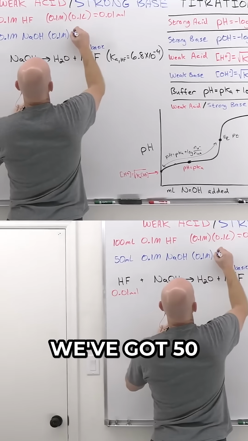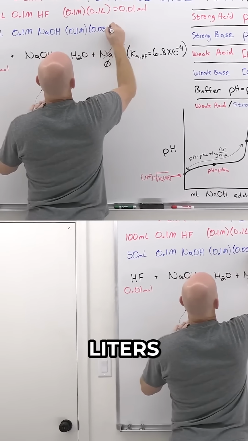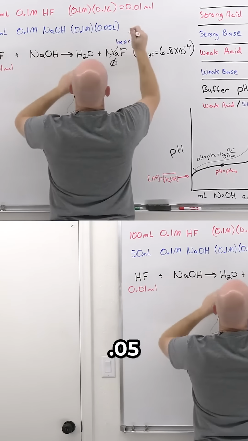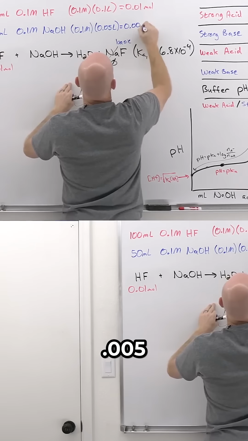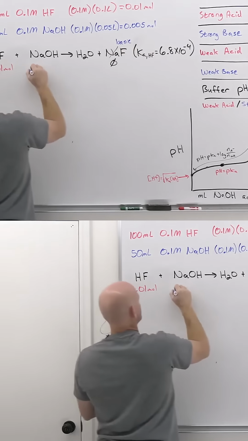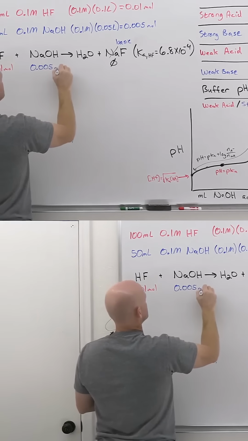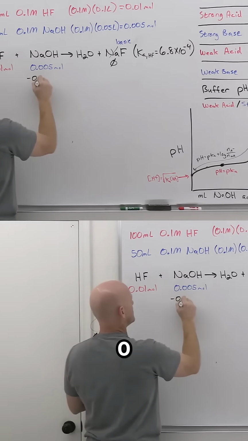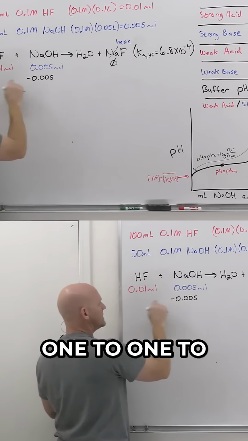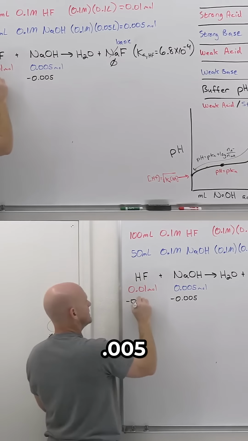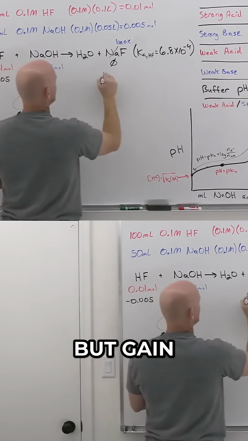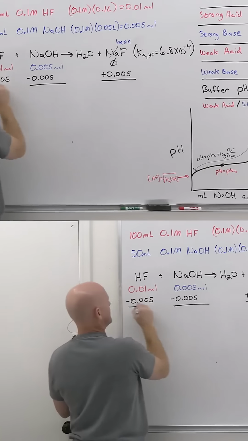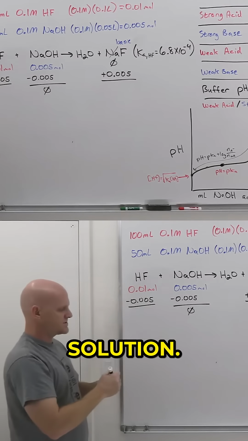So this time now we've got 50 milliliters, so 0.05 liters of NaOH, and in this case, 0.1 times 0.05 is 0.005 moles. What we're going to start with here. NaOH is still the limiting reagent. We're still going to lose all of it, so minus 0.005, still reacting in a 1:1:1 ratio, so we're going to lose 0.005 moles of HF, but gain 0.005 moles of the NaF. And when the dust settles, there's no NaOH in our solution.